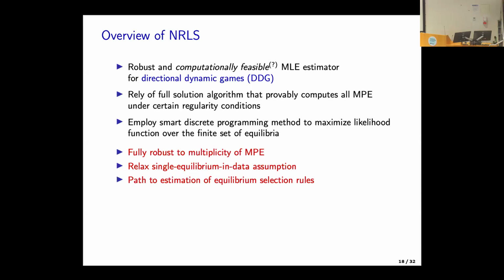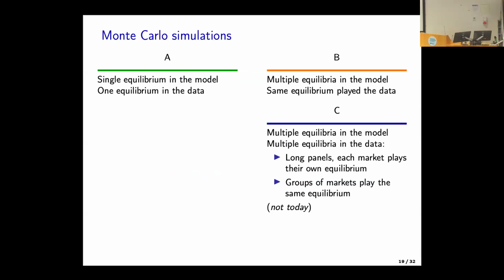We are working on relaxing the single equilibrium in the data assumption. Anyway, why don't we just look at it? I'm going to start simple, with a single equilibrium in the model. So we have a model where there's only one equilibrium no matter what the parameters are. It's a simple case. Everybody should be able to do this, or all these different estimators should at least be able to do that. And obviously also only one equilibrium in the data. It would be weird if the model had one equilibrium and all of a sudden it could simulate different equilibria in the data. So one equilibrium in both cases.